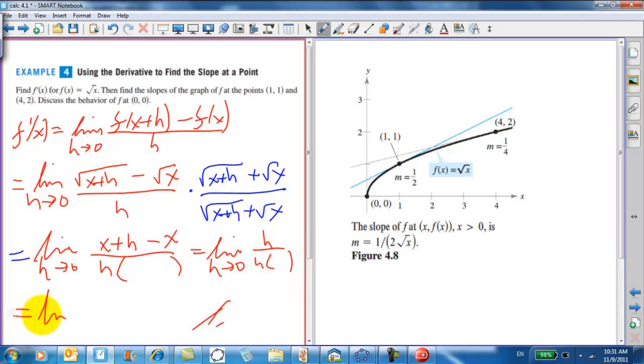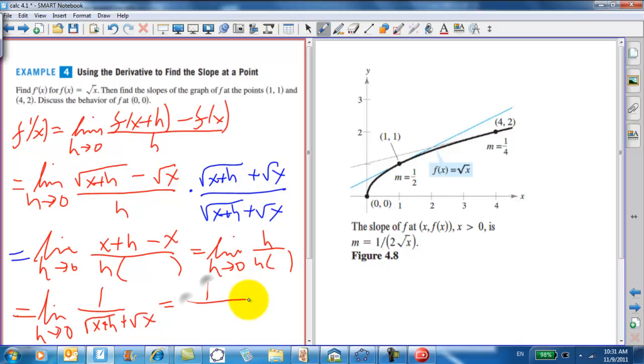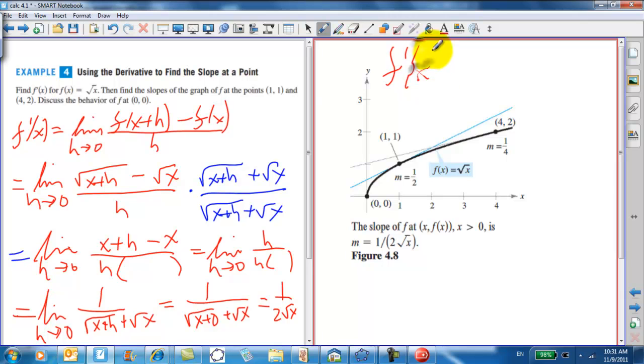So that's a limit as h goes to 0. The h is canceled, you get 1 over, let's call that junk up again, it was square root of x plus h plus square root of x. Now we can finally evaluate the limit by plugging and chugging, and we get 1 all over the square root of x plus 0 plus the square root of x, or 1 over 2 square root of x. So this comes in handy. We have that the derivative equals 1 over 2 square root of x.